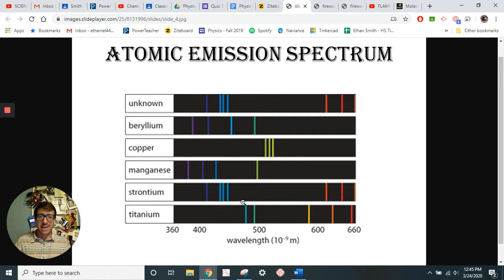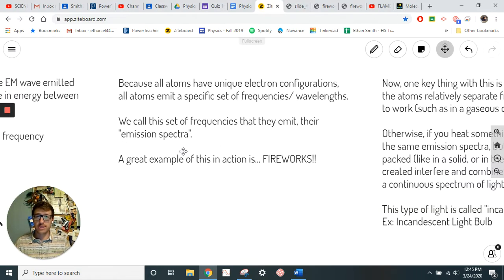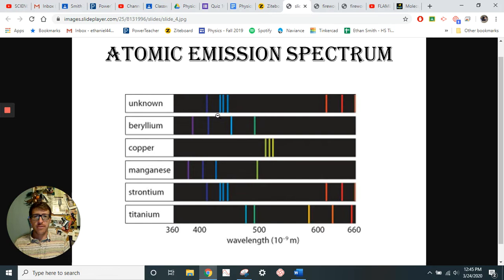So strontium, when it's excited, can emit these wavelengths of light through this excitation process. Now, one of the reasons why this is cool and important, there are a lot of reasons. This allows us to identify unknown elements. If we have an unknown emission spectrum that something is giving off, we can match it to an existing one that we know we've measured. We can say, hey, this unknown thing is probably strontium.